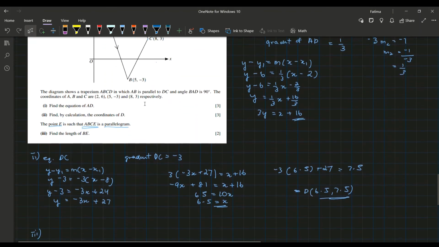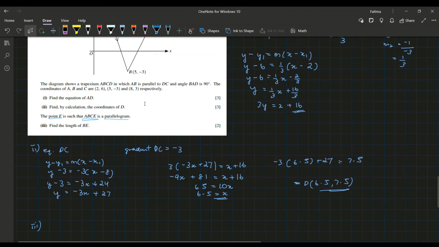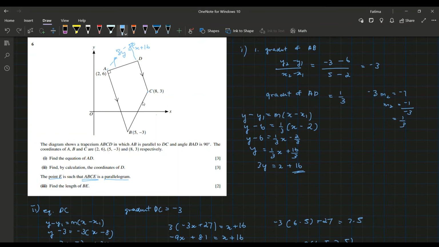So now we know what the parallelogram might look like, and we're asked to find the length BE. So we have to find E first, and then we can find the distance BE. In order to find E, we would have to find out what AE is and CE and intersect those two to find point E, and then we can find the distance BE. Now to find AE, we can do what we've been doing in the other two parts as well.